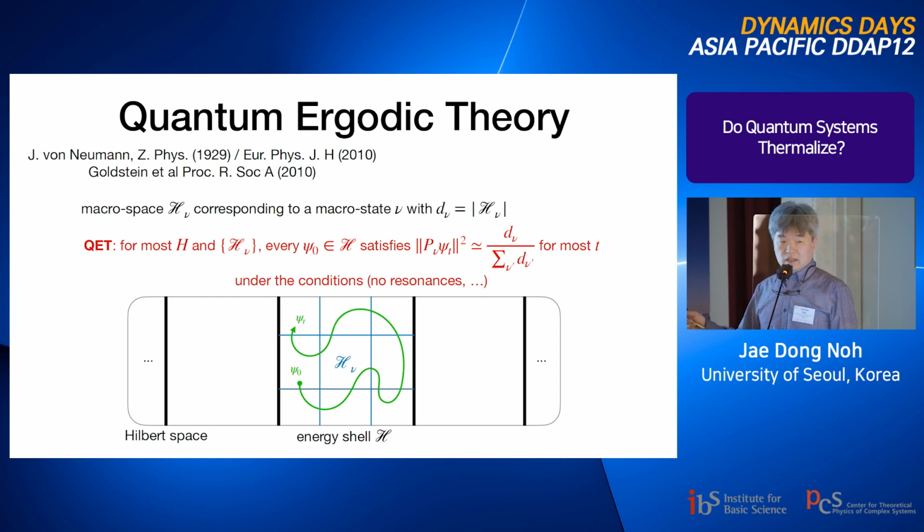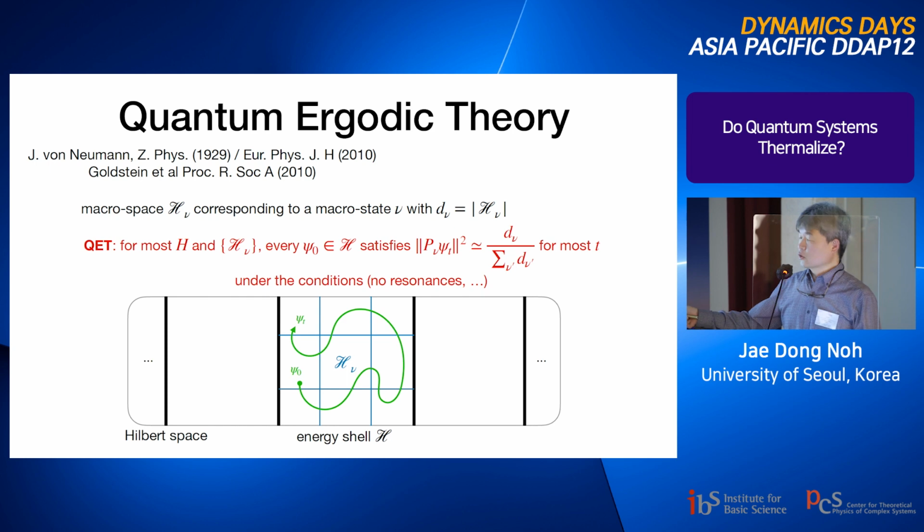In this setting, what he proved is that for most Hamiltonian systems and for most partitionings of this microcanonical energy shell into macro states, from every initial state, the overlap of your final state with any macro state is equal to the volume fraction of this macro state. This is the quantum version of ergodic theory of von Neumann.